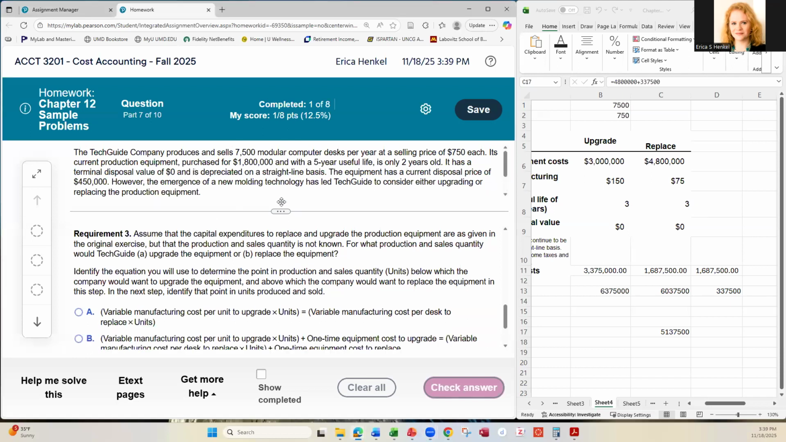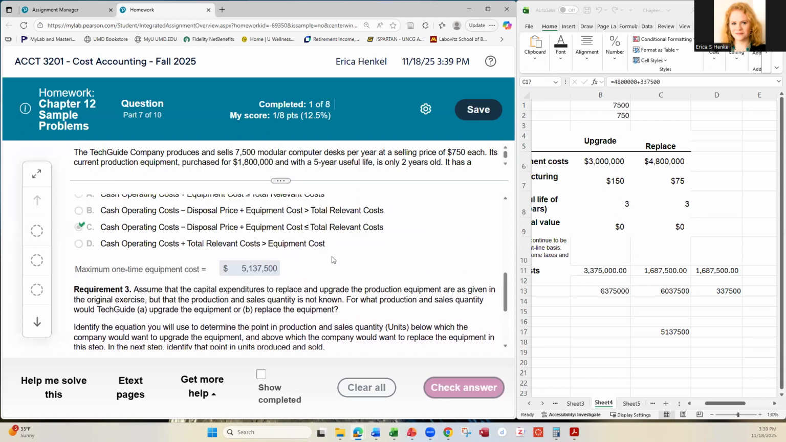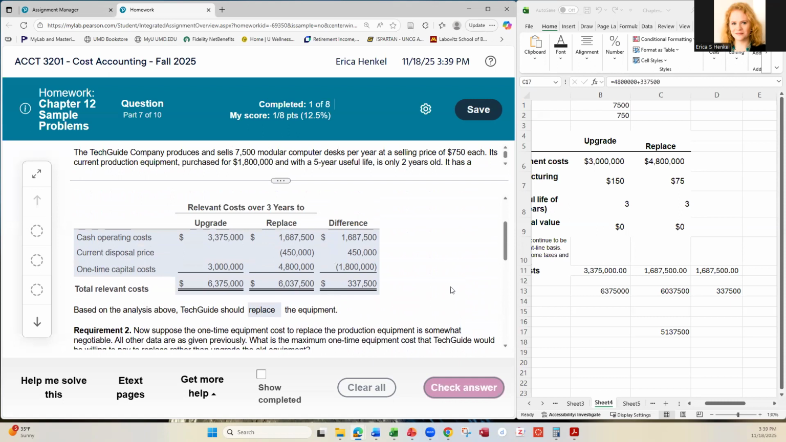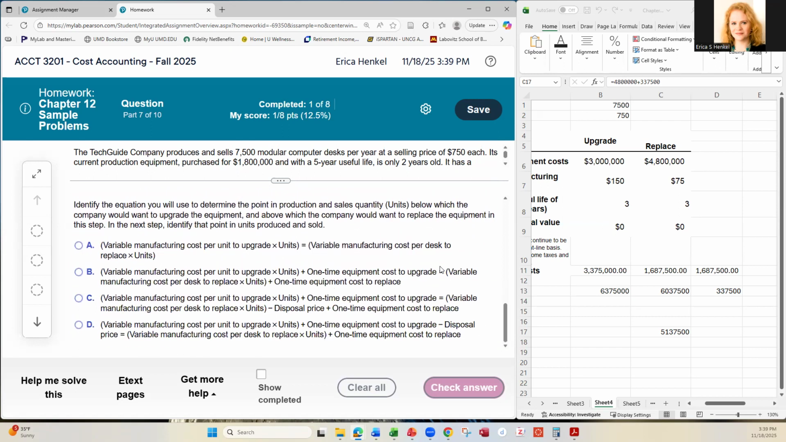But if we don't know the number of units here, then we have to think about this from a formula standpoint. Essentially what we said here was that we would want to find where the cash operating costs plus the one-time upgrade costs was equal to the cash operating costs net of the disposal price, with the one-time capital costs added to it. And we said that the maximum we would pay there was that 5,137,500. So if you set those equal to each other, that would be the volume you'd be looking for.